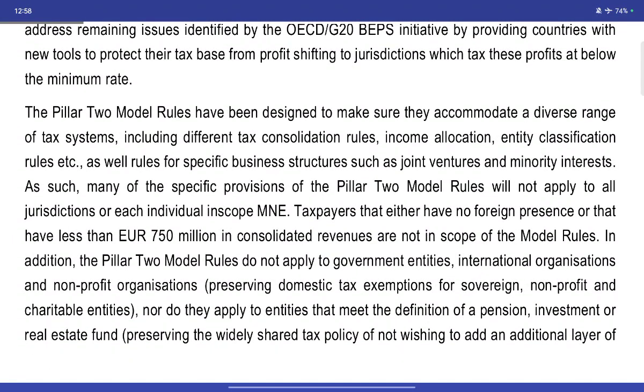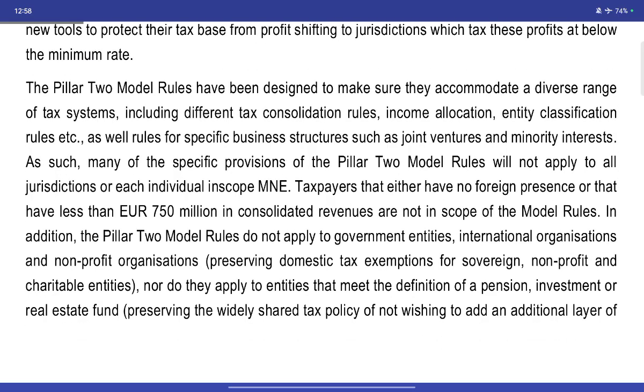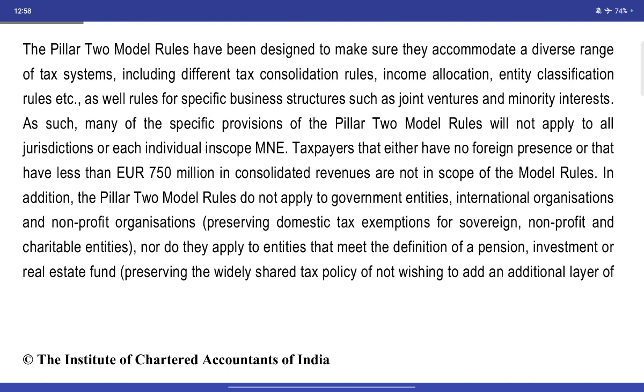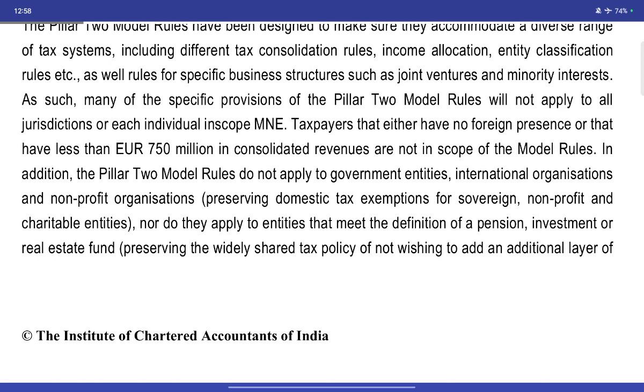The Pillar 2 model rules have been designed to accommodate a diverse range of tax systems, including different tax consolidation rules, income allocation, and entity classification rules, as well as specific business structures such as joint ventures and minority interests. Some specific provisions of the Pillar 2 model rules will not apply to all jurisdictions and each individual in-scope MNE. Taxpayers that either have no foreign presence or that have less than 750 million euro in consolidated revenue are not in scope of the model rules.